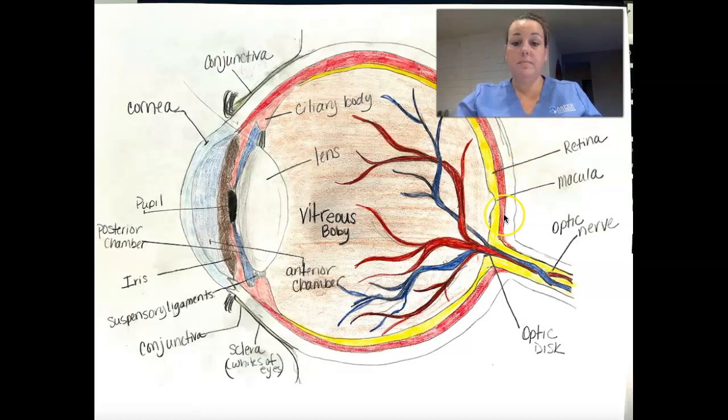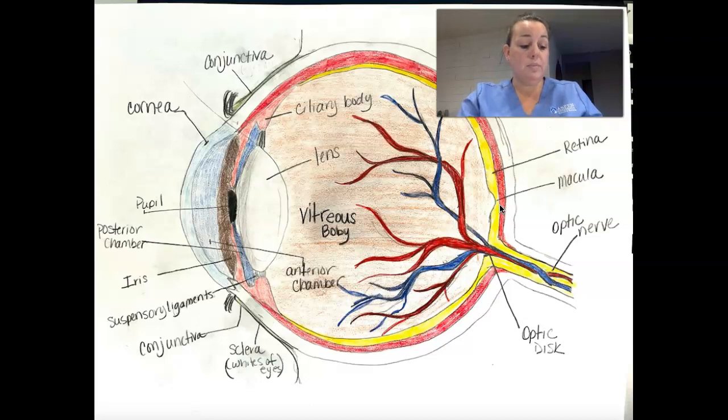The macula is the most sensitive spot in the center of the light-sensitive retina in the back of the eye. The macula is responsible for visual acuity, central vision, and color vision. It is what allows us to see fine details clearly, such as 20/20 vision.